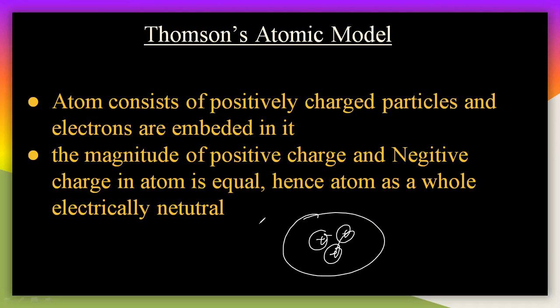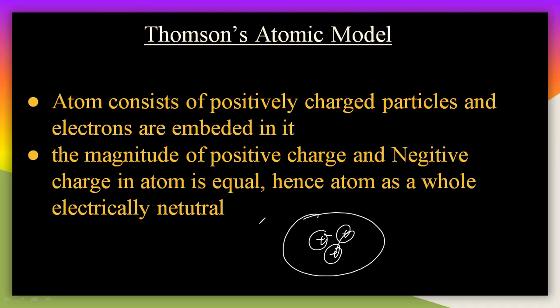So here you can easily understand. Thomson told that there is something positively charged in the atom, and the electrons are surrounded in it. The magnitude of positive charge and negative charge in an atom is equal, hence the atom as a whole is electrically neutral.